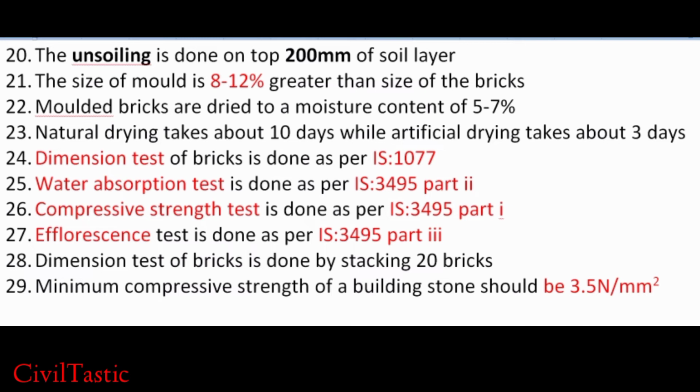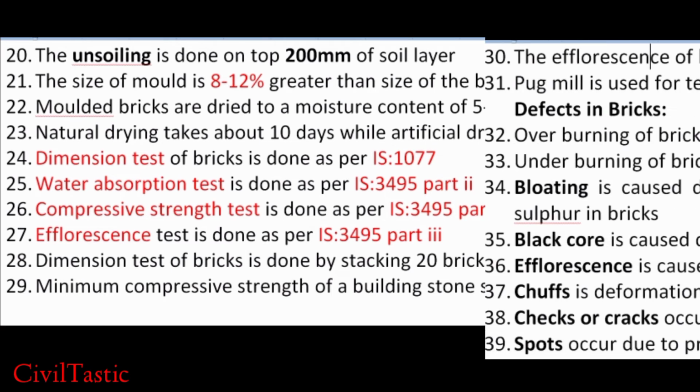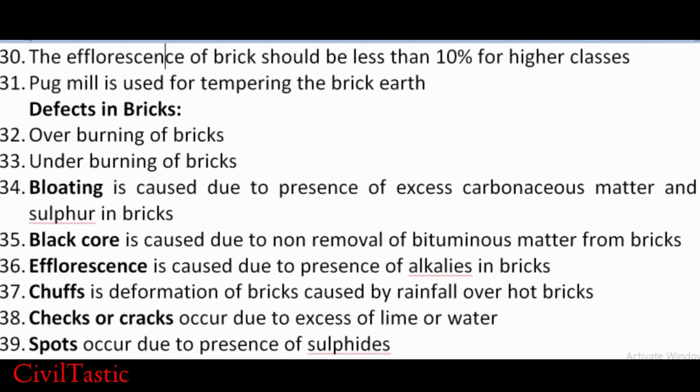Minimum compressive strength of a building stone should be 3.5 Newton per mm square. The efflorescence of brick should be less than 10% for higher classes. Pug mill is used for tempering the brick earth. Now we will see defects in bricks. Overburning of bricks, underburning of bricks, bloating.